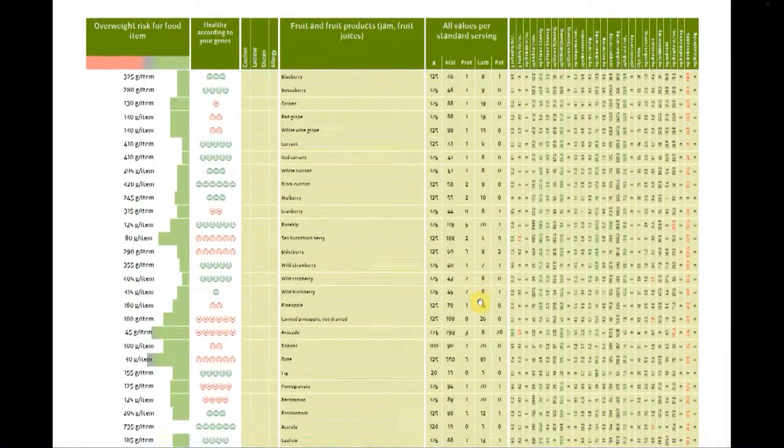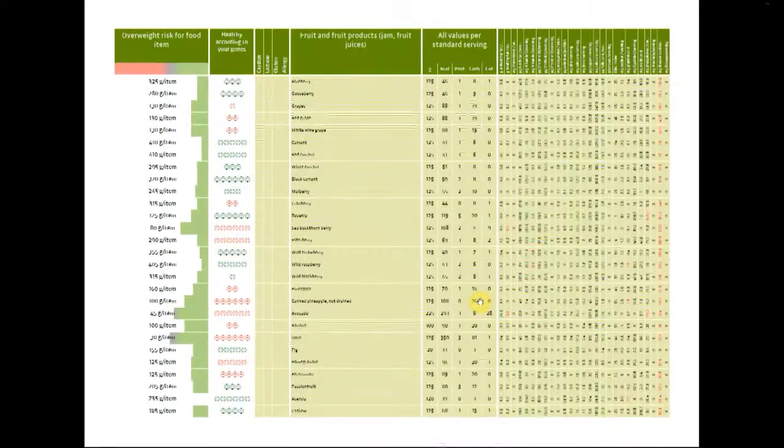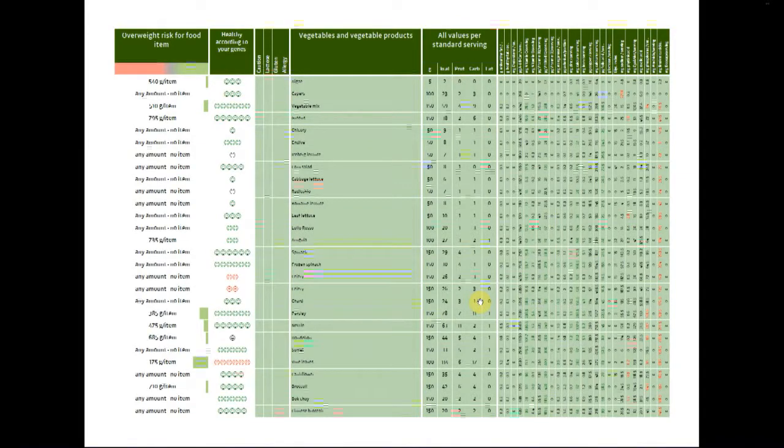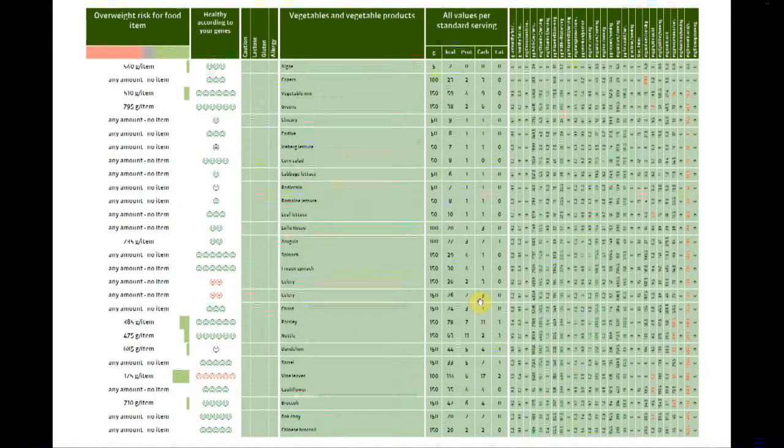So for different categories, in some cases you're going to see this quite a lot. So here, for example, all different types of salad and so on. So any amount, no item is a good intermediate snack in case you don't want to gain weight.